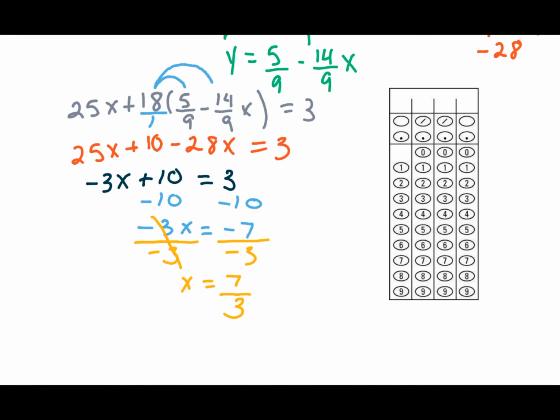To graph this, you would do 7-3, bubble in the corresponding numbers and symbols, and there's your answer.